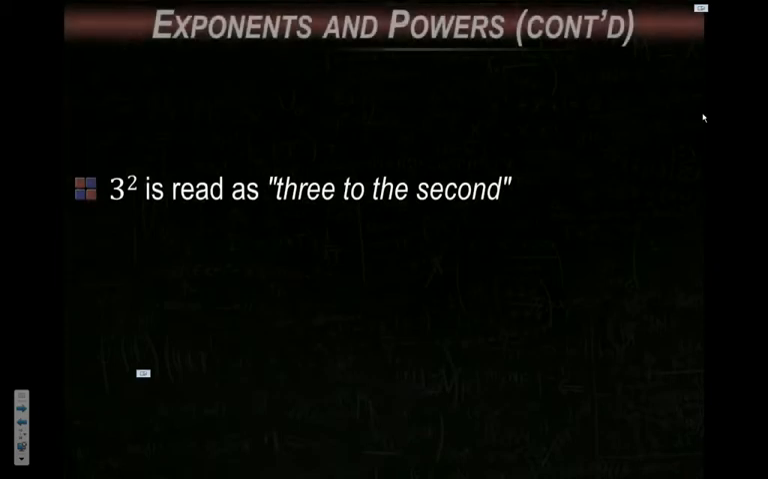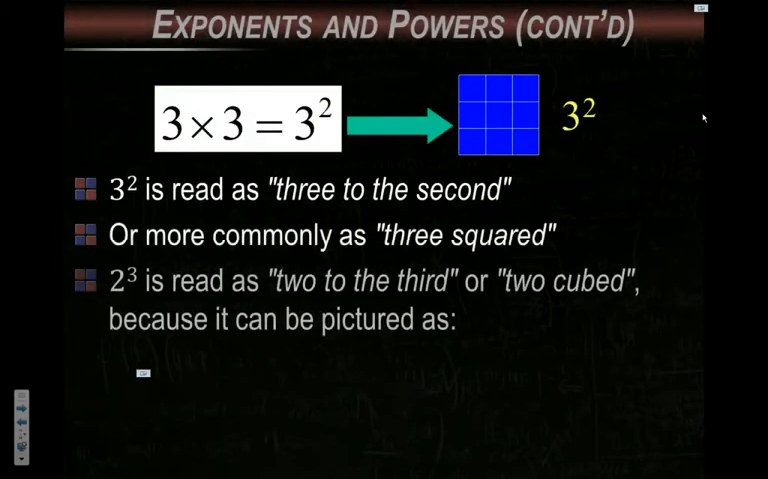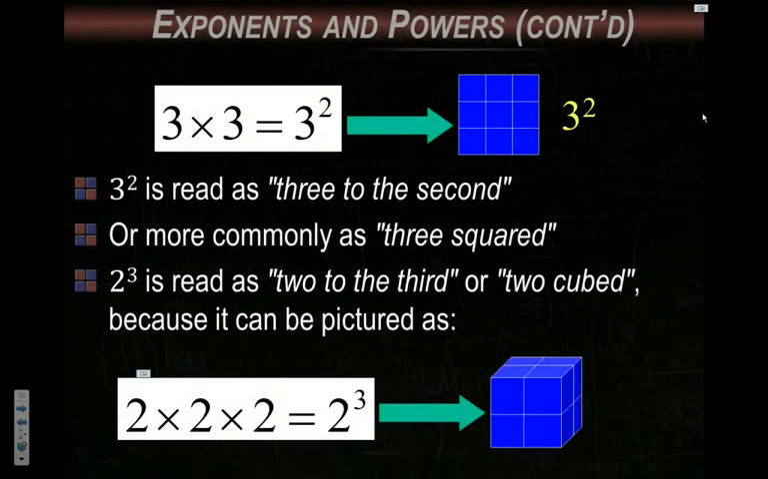There are other ways to read this. 3 squared is the common way. Some of you have probably seen this maybe even in science class. They'll say something like meters squared. So 3 squared means 3 to the power of 2, which is essentially 3 times itself, 3 times 3. 2 to the power of 3 means 2 times 2 times 2. Some would refer to that as 2 cubed. And this is maybe a way you can visualize it.